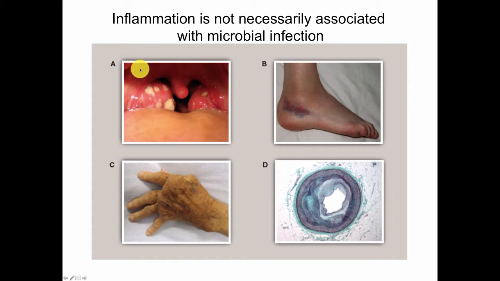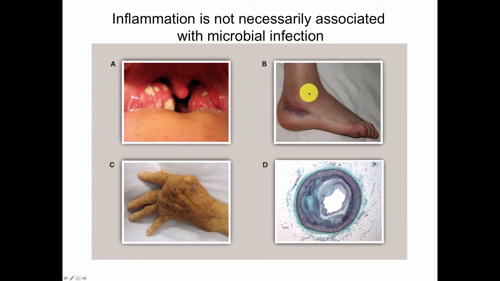And you have expansion of the lymphoid tissue in the tonsil, and signs of inflammation exhibited by this white exudate or pus associated with the lymphoid tissue here. And so this is kind of a classic inflammatory lesion associated with infection. But many of you have experienced other types of inflammation that's not necessarily associated with infection.